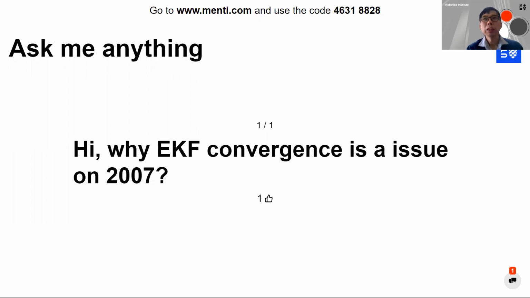So it's a linearization problem. And if we say it more clearly, at different times, even the same features, the same landmarks, the Jacobian is evaluated at different estimated values. So at time k, you evaluate the Jacobian at one state, and at time k plus 1, you evaluate at a different state. Then that inconsistency gives a big problem.